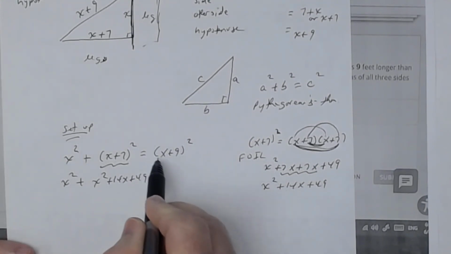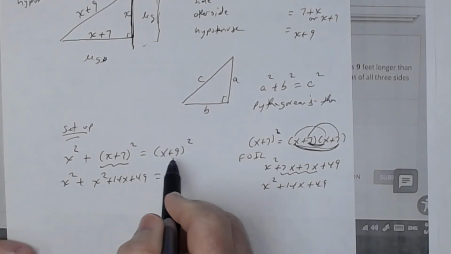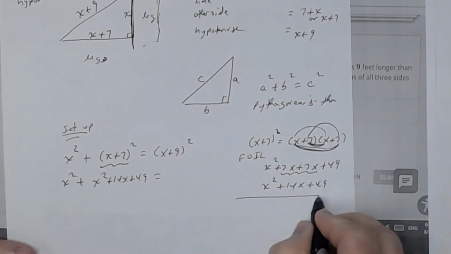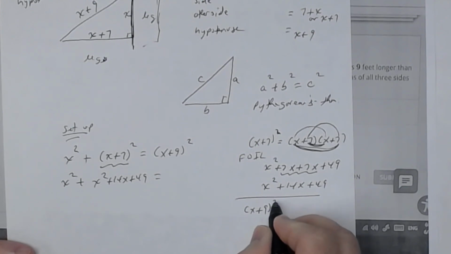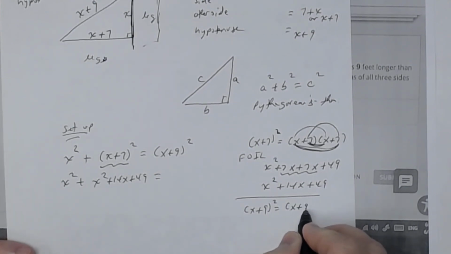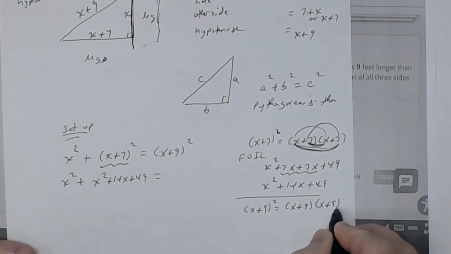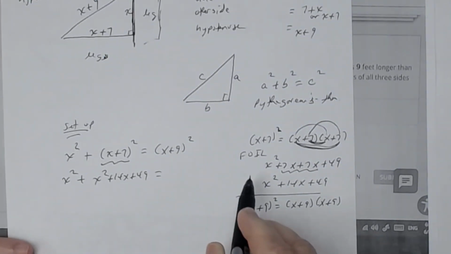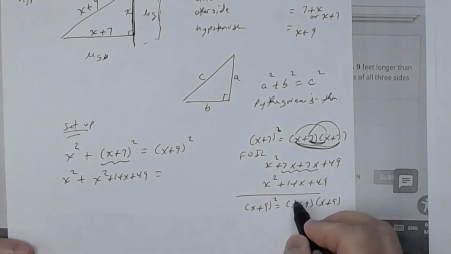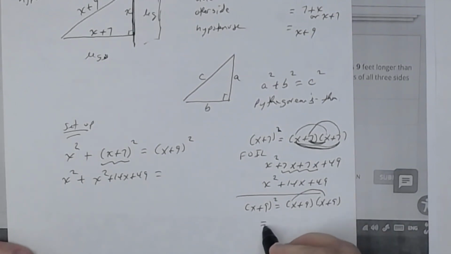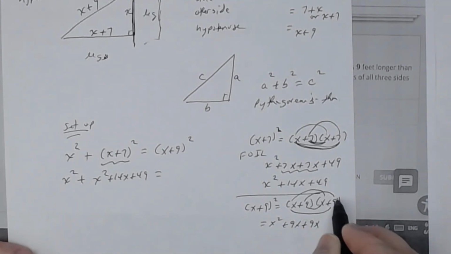Now we can do the same thing with this. We have to square this binomial. So if I do that, remember x plus 9 squared means x plus 9 times itself. So now to multiply two binomials, I'm going to use the FOIL method again. So we have x times x is x squared. The outer, x times 9 is 9x. The outer and the inner, remember, are going to be the same since I'm squaring a binomial. And then the last, 9 times 9 is 81.